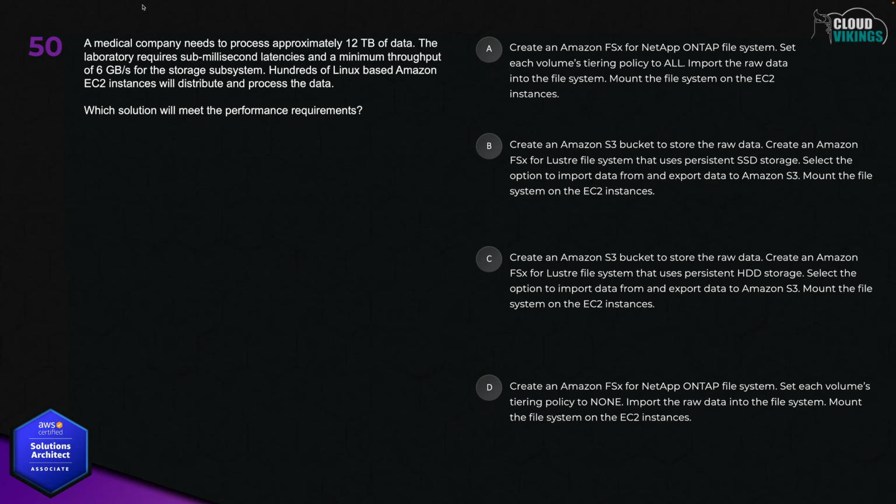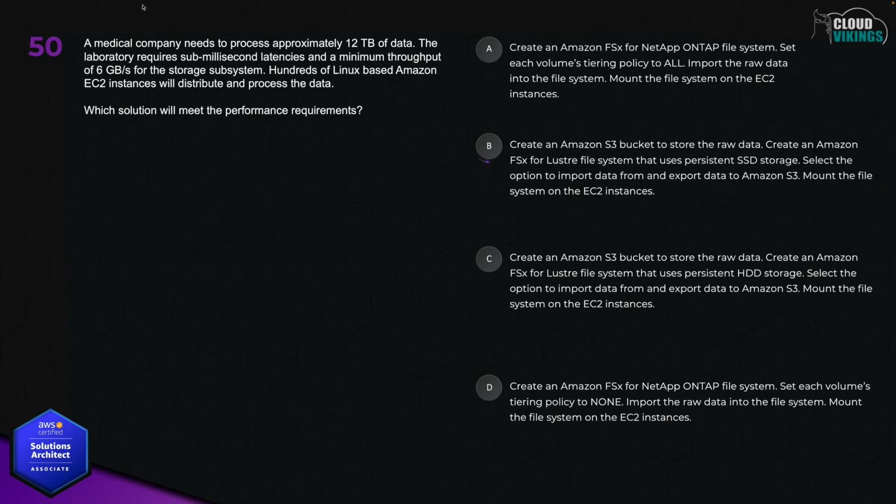C. Create an Amazon S3 bucket to store the raw data. Create an Amazon FSx for Lustre file system that uses persistent HDD storage. Select the option to import data from and export data to Amazon S3. Mount the file system on the EC2 instances. D. Create an Amazon FSx for NetApp ONTAP file system. Set each volume's tiering policy to none. Import the raw data into the file system. Mount the file system on the EC2 instances.